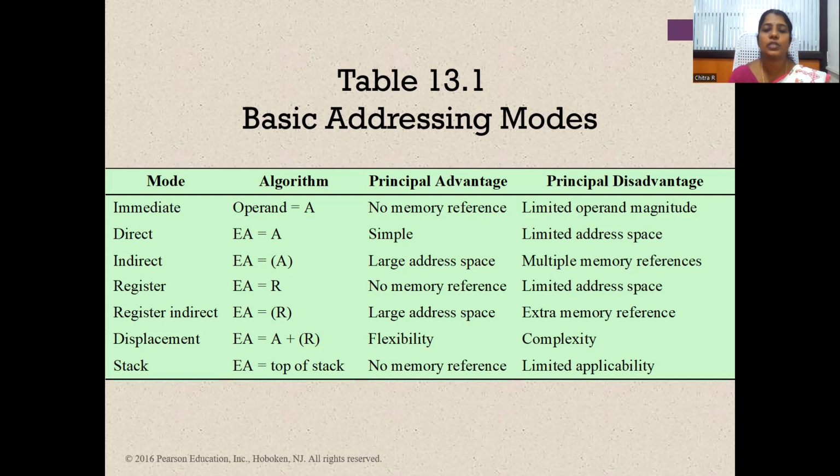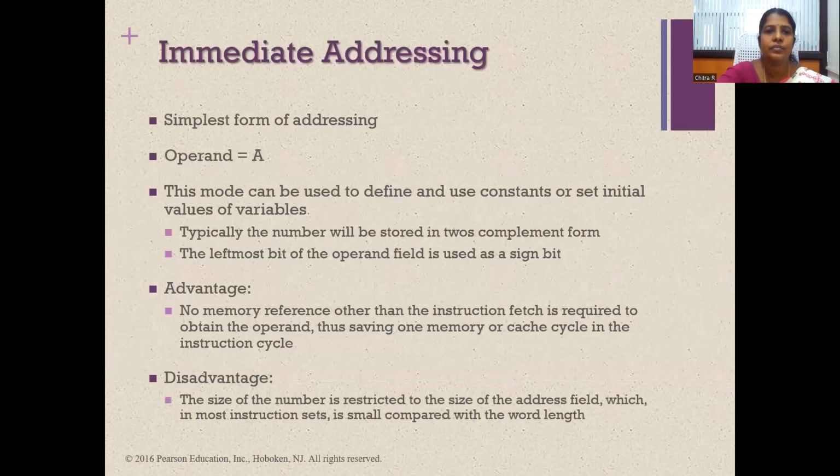In the indirect addressing mode, large address space is required, and here more than one memory reference is there. Register addressing is directly taken from the register, no need for memory references. And register indirect, here also we need the register content as well as the memory content. Extra memory references are required in the register indirect mode. And displacement, this is a very flexible mode, but the complexity is very high because first you should calculate. Extra calculation is needed for finding the displacement address. In the stack addressing mode, the effective address is the top of the stack by default.